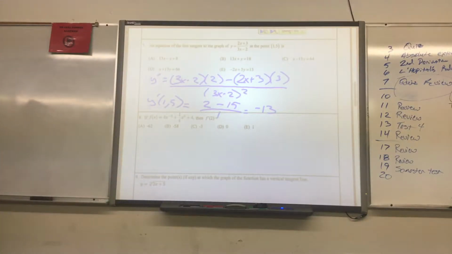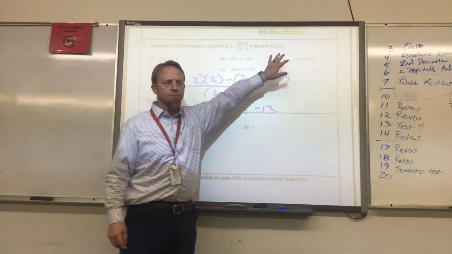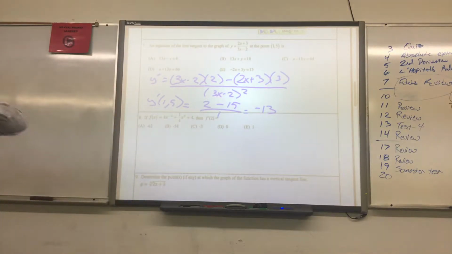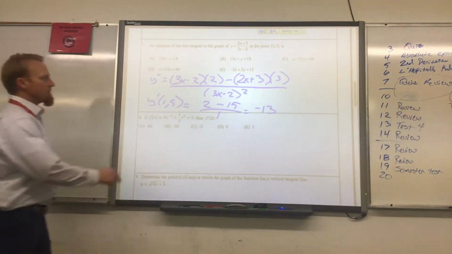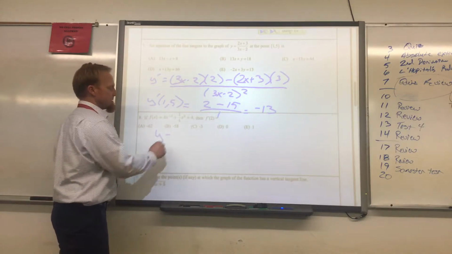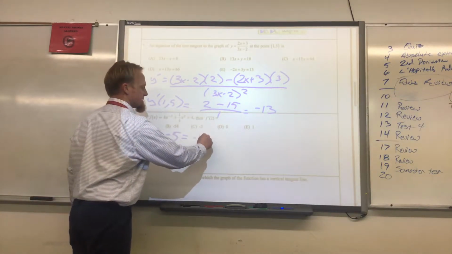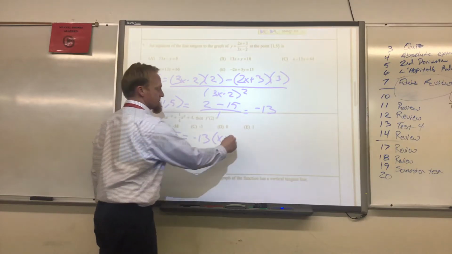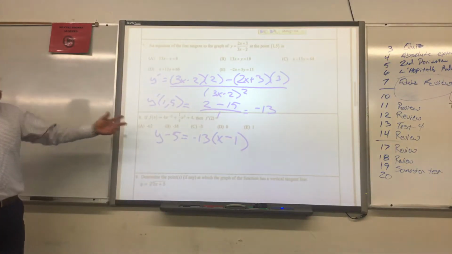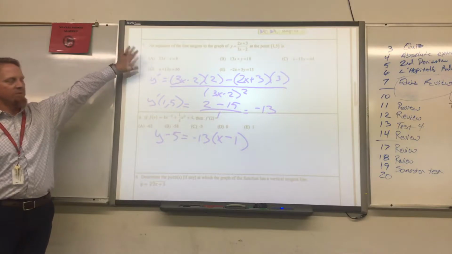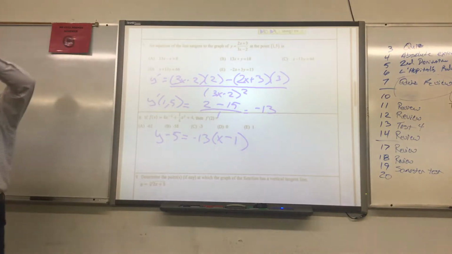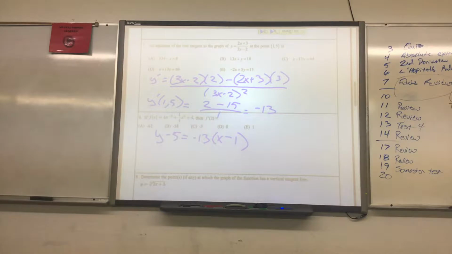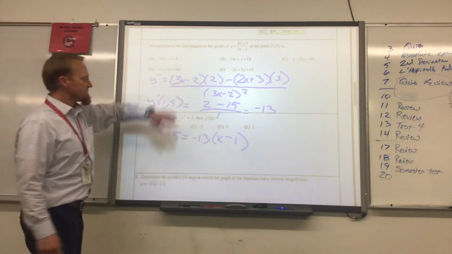So what is negative 13? Slope. What does that tell me about this function at the point (1, 5)? Decreasing. Very fast. All right. So I need y minus 5 equals my slope, x minus 1. Now sometimes that might be my answer, but notice what type of form is this called? Point-slope form. Good. That's why I was confused. I got the derivative. So all I have to do is write it in this form.